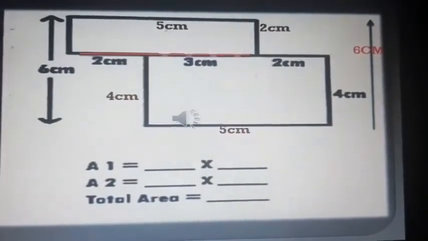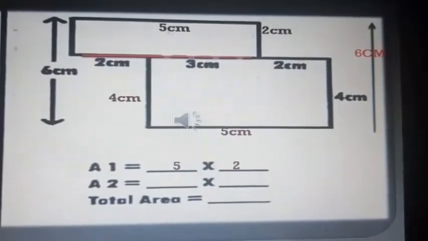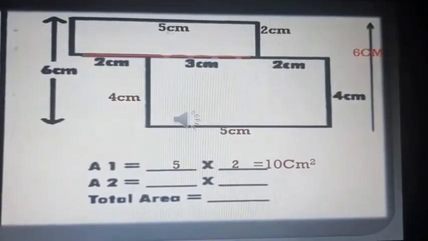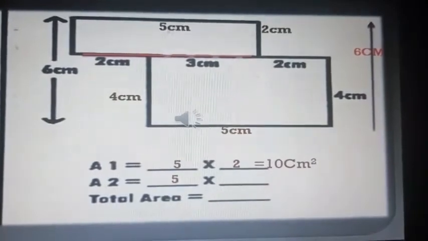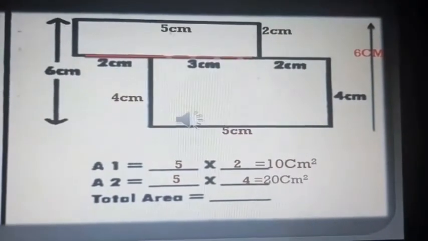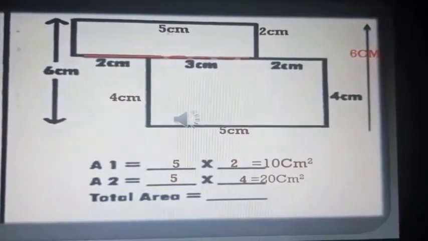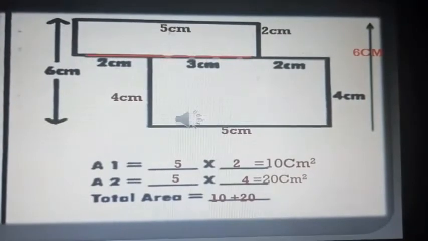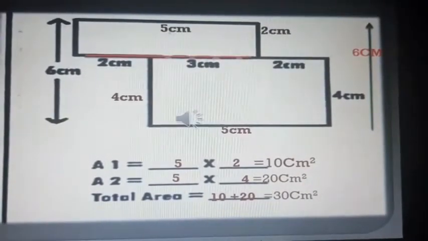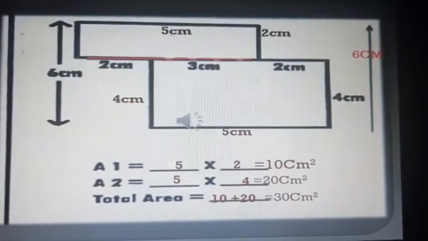5 and 2. So the first area 5 times 2 equals, yes, 10 centimeters squared, and the second is 5 times 4 is 20 centimeters squared, and the total area will be plus between them. It will be 30 centimeters squared. Excellent, Junior 3.